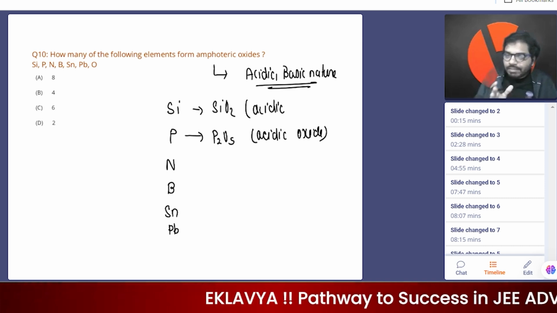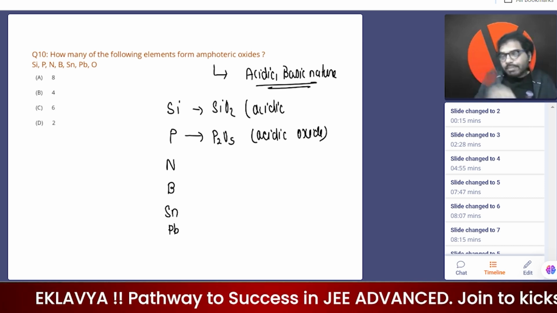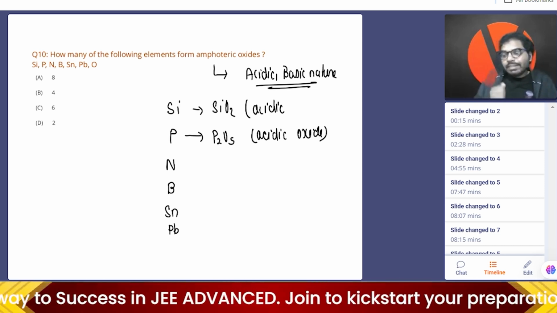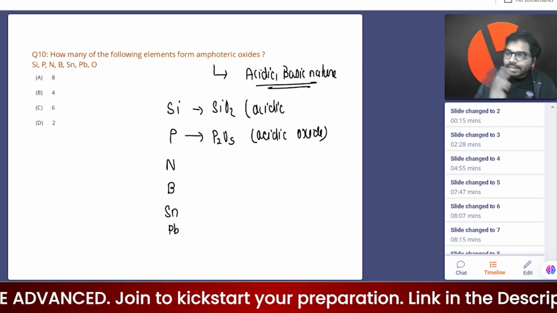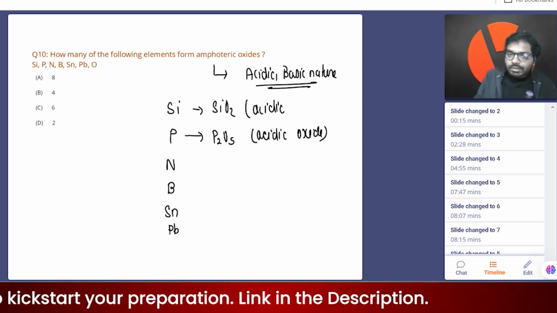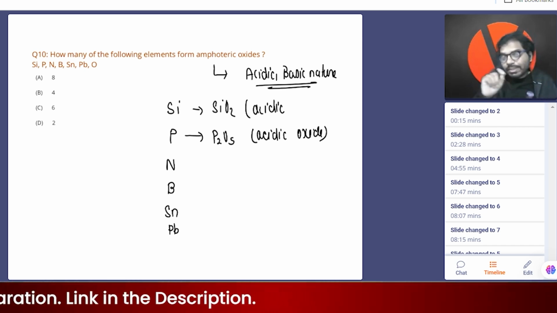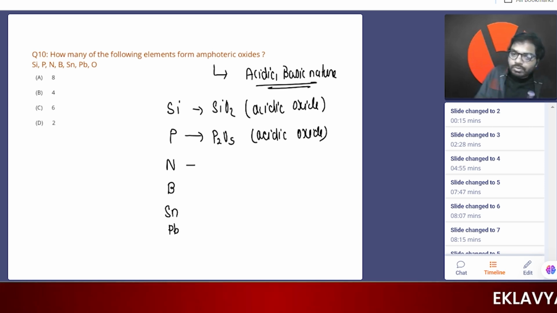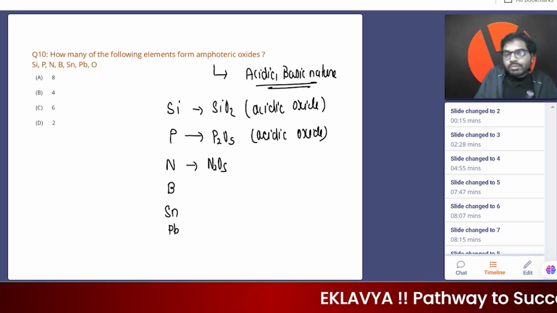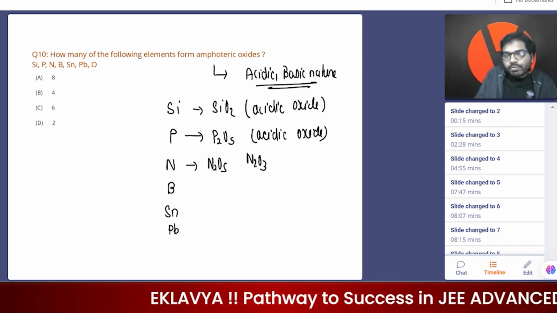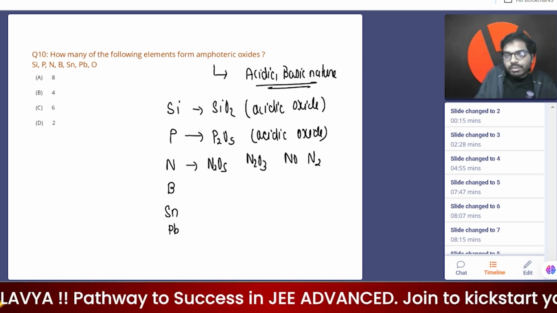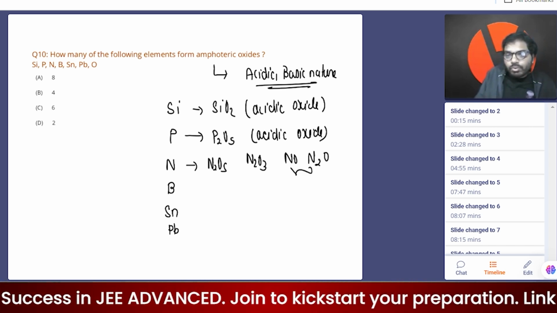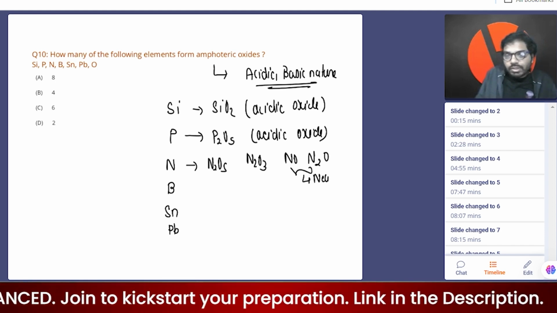In the periodic table, those present on the right side, the halogens, form the acidic oxides, while the compounds on the extreme left, first group and second group, form the basic oxides. SiO2 also forms an acidic oxide. Nitrogen forms a lot of oxides like N2O5, N2O3, NO, and N2O. These two are the neutral oxides.